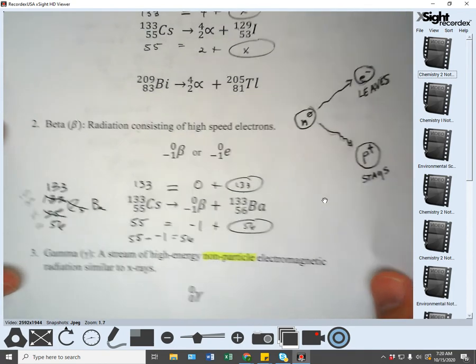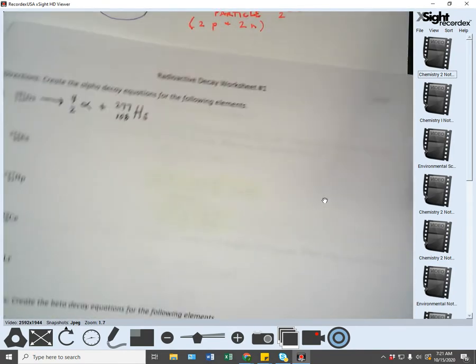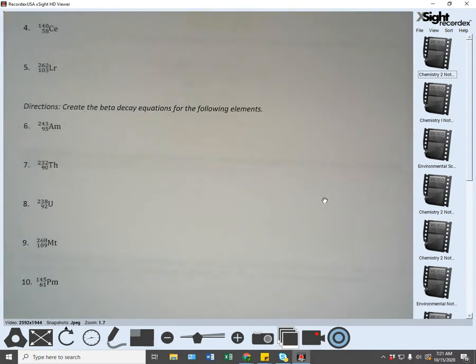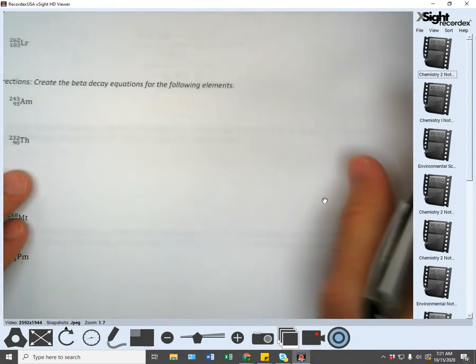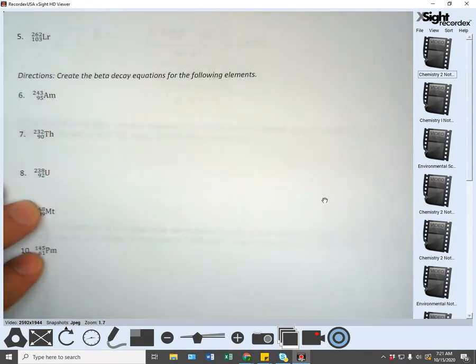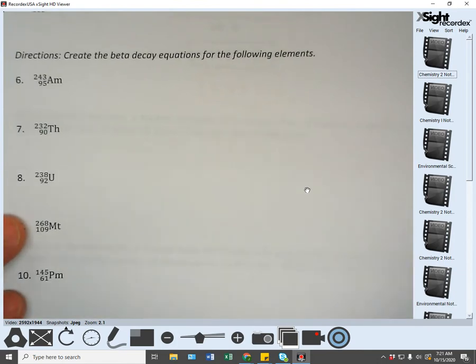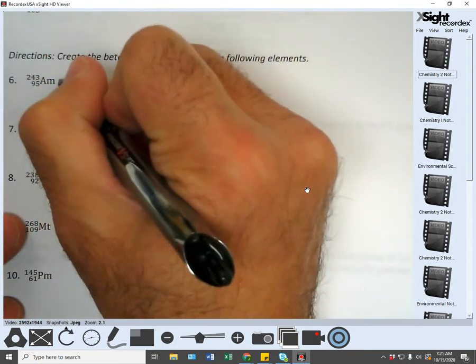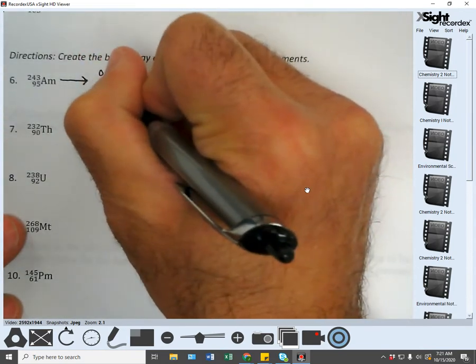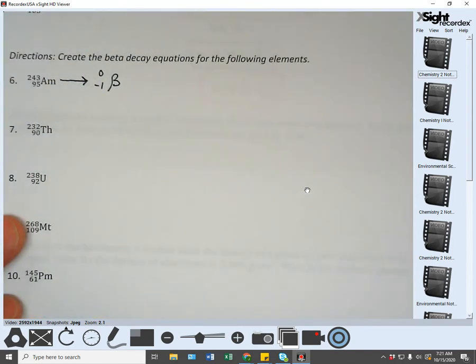All right, so let's do a beta radiation problem. On our homework, first 5 are the alphas. Starting with 6, we've got the betas. So these are all beta ones. Same type of thing. I'm going to zoom in here a second. I'm going to leave this, and then we've got the arrow, and these are beta decay. So it's 0, -1, beta, plus, you're separating them.